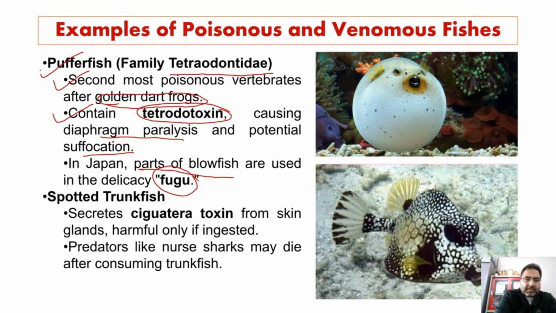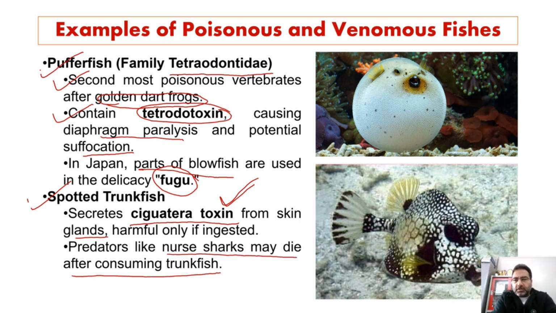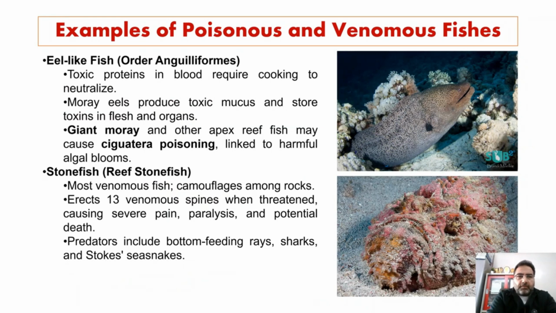Then another fish known as the spotted trunkfish secretes the ciguatera toxin from the skin glands, harmful only if ingested. Predators like nurse sharks may die after consuming the trunkfish. When these predators, such as sharks, consume this trunkfish, they take in the ciguatera toxin, and these sharks die after eating this fish. Then we have the eel-like fish, the Anguilliformes.